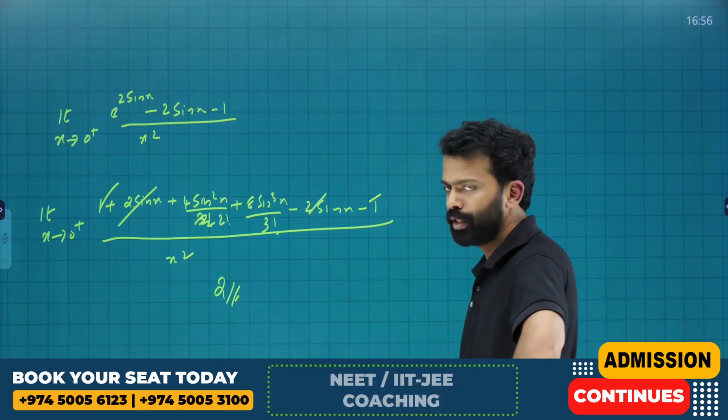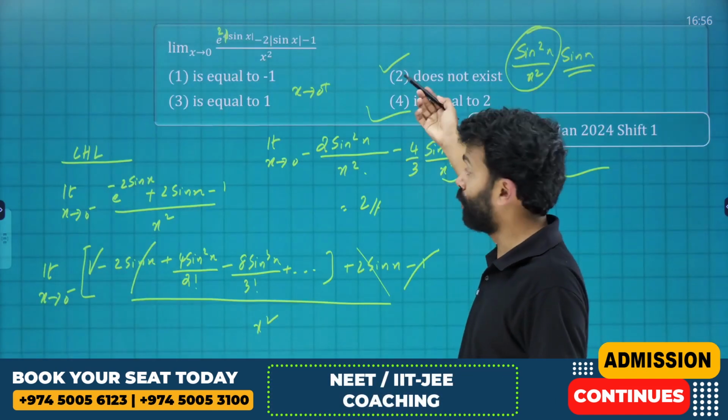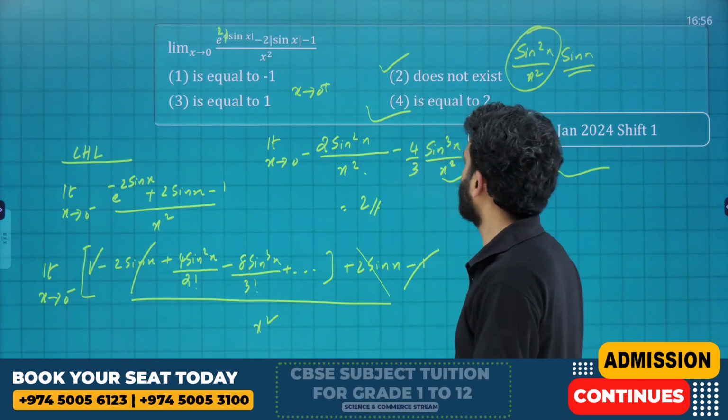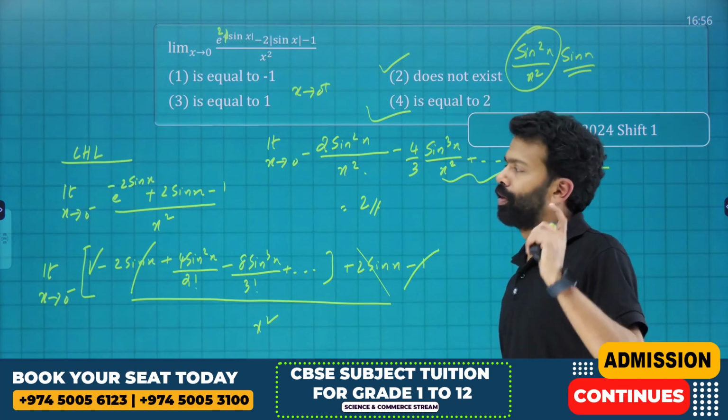Therefore, LHL is equal to RHL. Therefore, the limit exists, and what is the value? The value of the limit is 2. That's all. Done and dusted. Okay, the next one.